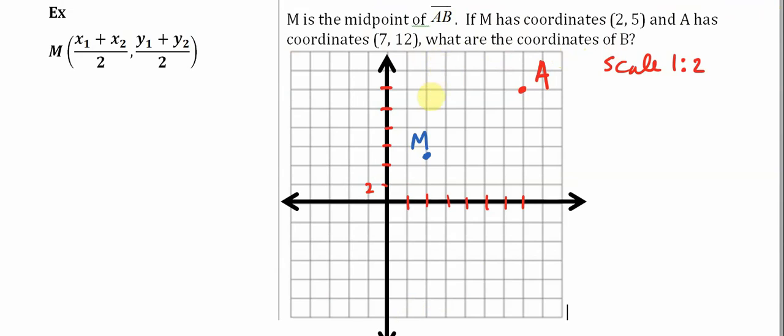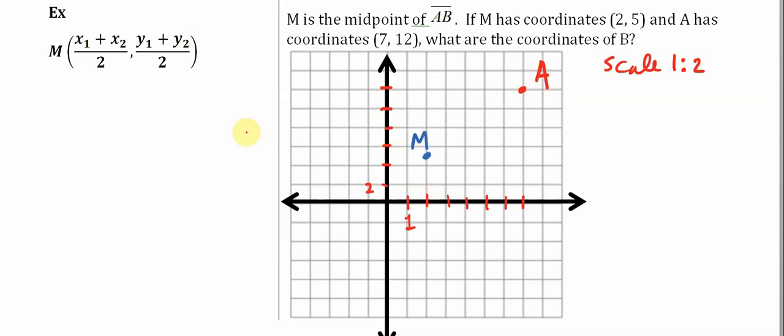So the first thing I've done in this problem is drawn my XY coordinate plane and plotted the graph here. You'll note here that my scale is 1 to 2. So each one of these tick marks along the x-axis is 1 unit, but along the y-axis it's 2 units. So this is 2, 4, 6, 8, 10, 12. That's where we put point A. So we go 7 to the right and 12 up. M here has a coordinate of (2, 5), so 2 to the right and 5 units up. Okay, so I plotted those points.